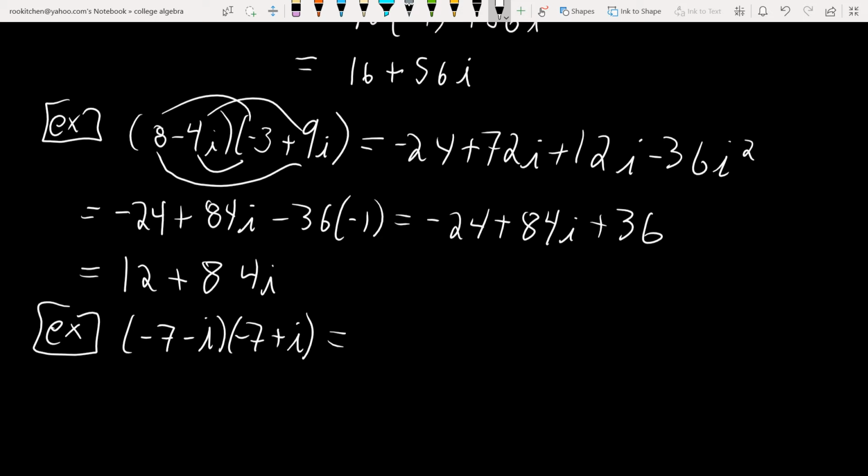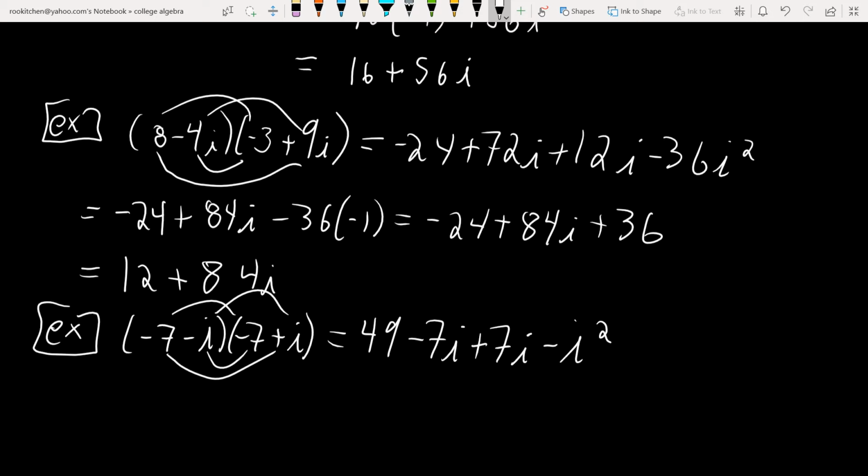So again, you're going to have to FOIL first. Negative 7 times negative 7, so 49. Outer will be negative 7i. Inner, positive 7i. And then last, negative i times positive i is negative i squared. And something special happens, right? The i parts are all going to go away. I squared, we could replace it with negative 1, and we'll have 49 plus 1, which is 50.